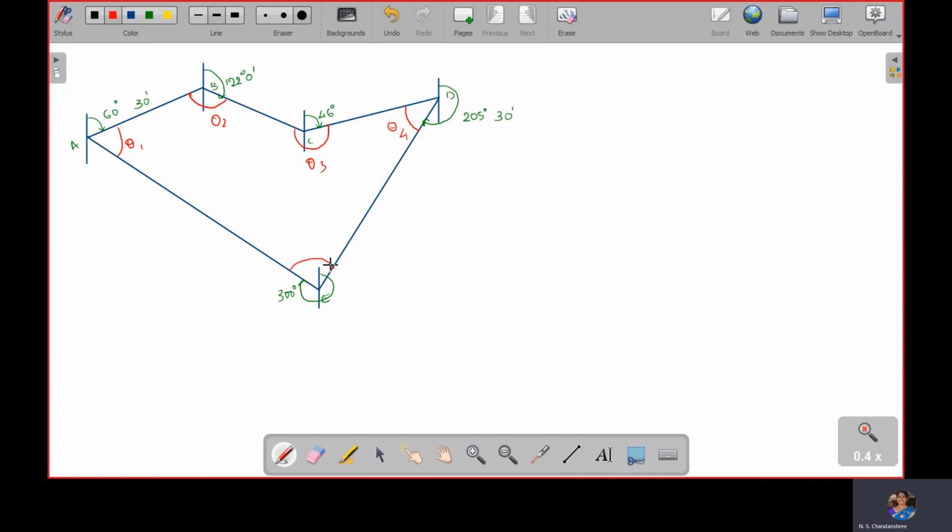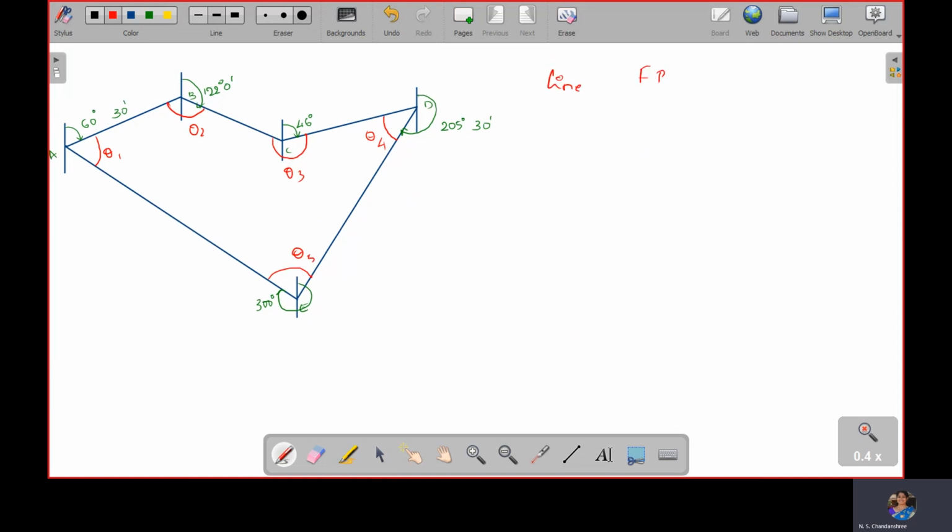To start with, we will write a table. The table has the line, then the forebearing of the line. We will also calculate the back bearing of the line. Line AB, line BC, line CD, then line DE, then we have EA. These are the 5 lines. Forebearing is 60 degrees, 30 minutes here, 122 degrees, 0 minutes here, and it is 46 degrees. Then this is 205 degrees, 30 minutes. Then we have 300 degrees, 0 minutes.